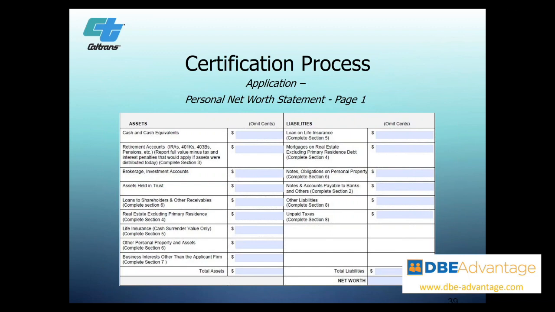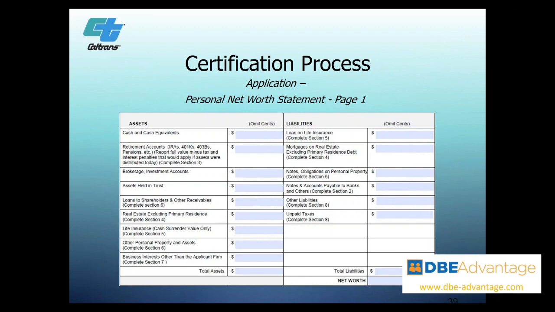We have various items that are going to be included under your assets, which is the left-hand side of the form, and then your liabilities, which are on the right-hand side. On the left-hand side, you can see that in addition to what we just talked about, there's also real estate, excluding your primary residence, right? There's also life insurance. Those of you that may have any cash surrender value to your life insurance, it's important to include that.